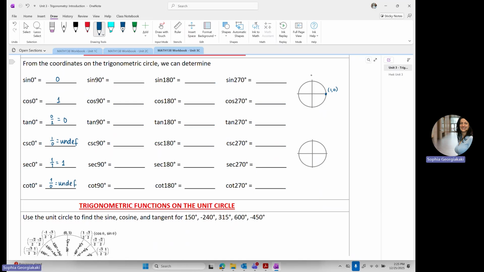When I am at 90 degrees, I'm at the point (0, 1), and at that point the sine is the y.